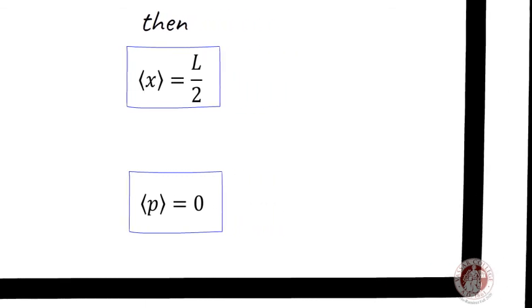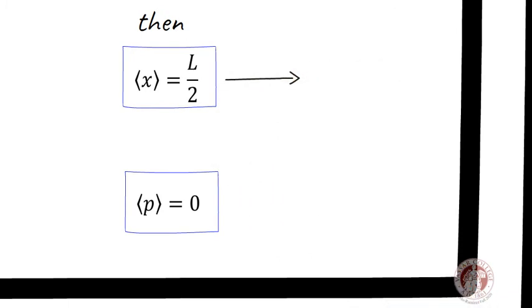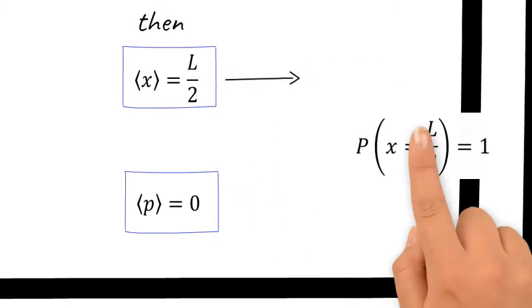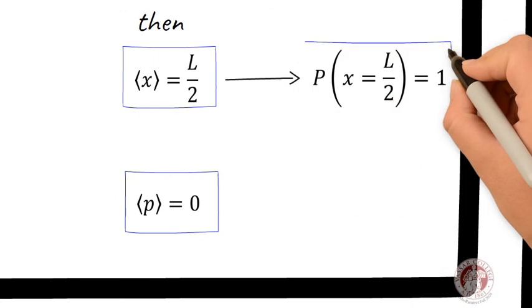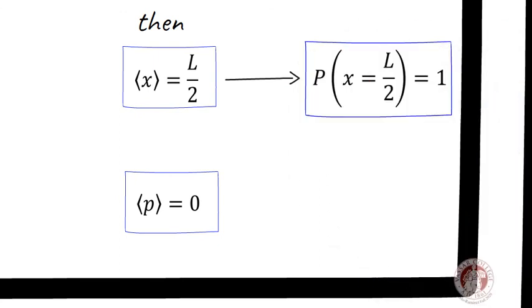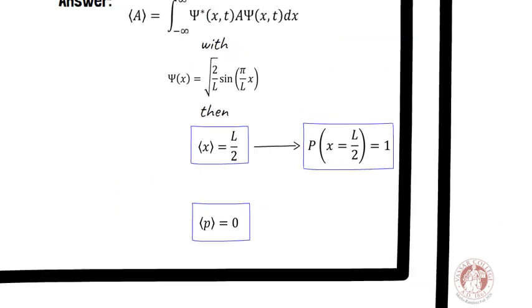If we now calculate the probability of finding the system at x equal to L divided by 2, we get 1. Meaning that the most probable place of finding the system is exactly this, as stated by the expectation value.